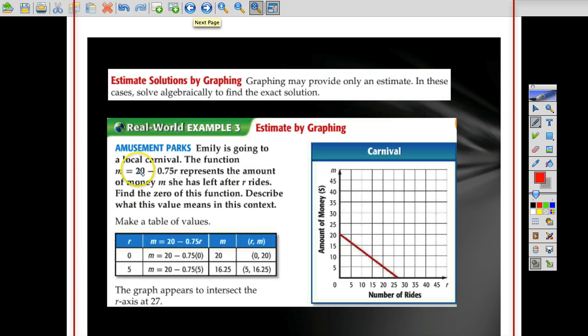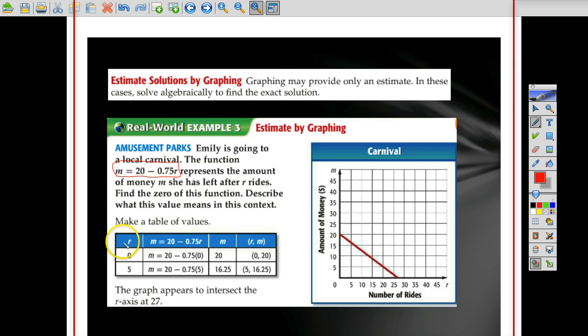Okay, welcome back. Eliminate solutions by graphing. Graphing may provide only an estimate. In these cases, solve algebraically to find the exact solution. Okay, here's a real-life example. Amusement parks. Emily is going to a local carnival. The function m equals 20 minus 0.75r represents the amount of money m she has left after r rides. Okay, m stands for money and r stands for how many rides she rode. Find the zero of this function. Describe what this value means in this context.